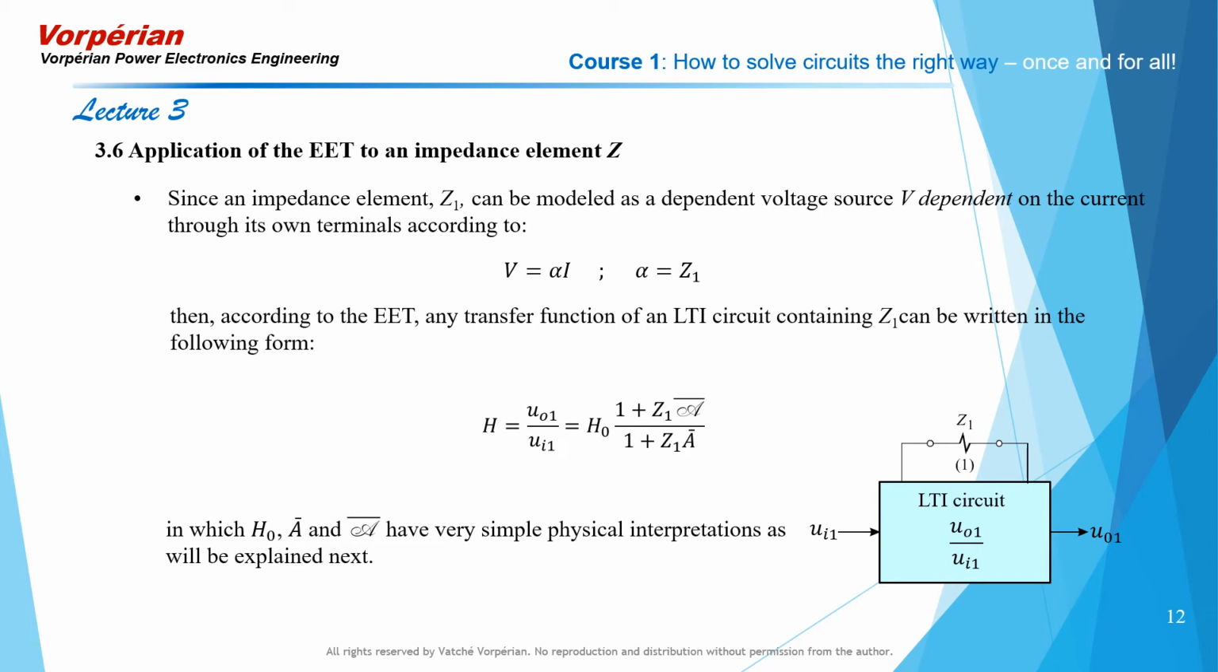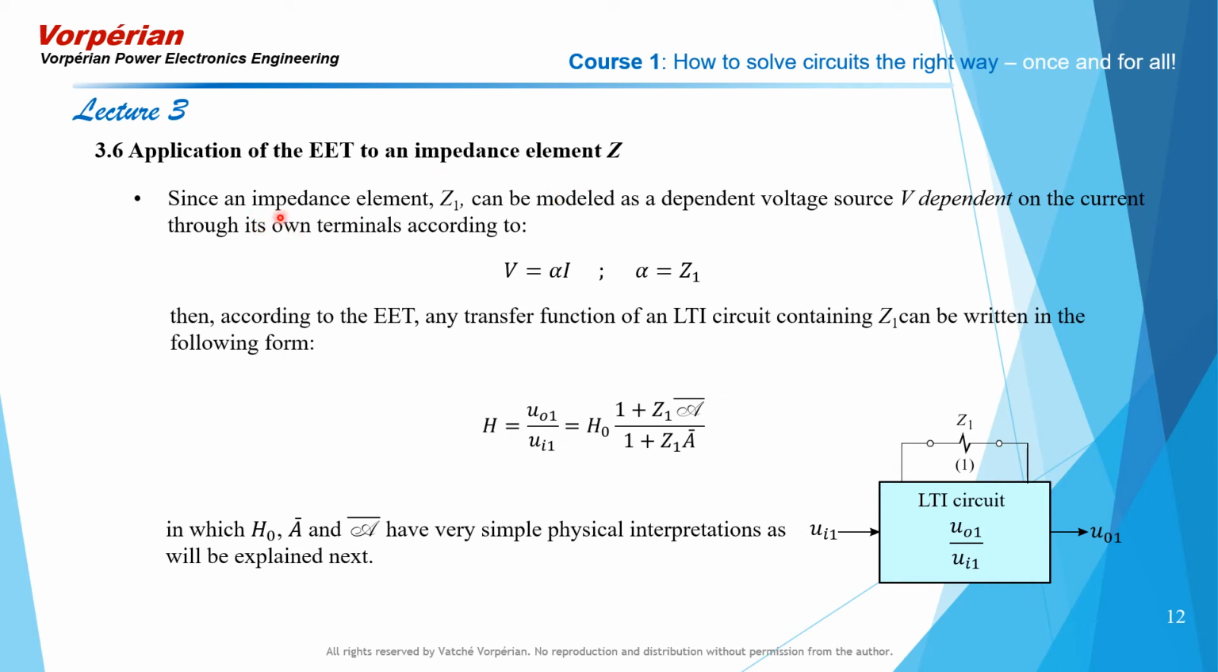And now, in the next 14 slides, I'm going to saturate you with the application of the extra element theorem (EET) to an impedance element, once taken out as 0 and once taken out as infinity, and to the 4 dependent sources, each once taken out as 0 and once taken out as infinity. And I believe by the end of these slides, the extra element theorem will have sunk in quite properly. Why don't we start with the application of the EET to an impedance element Z?